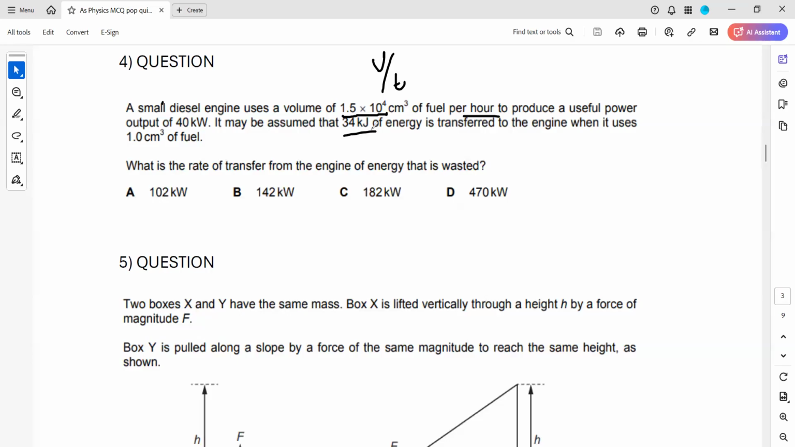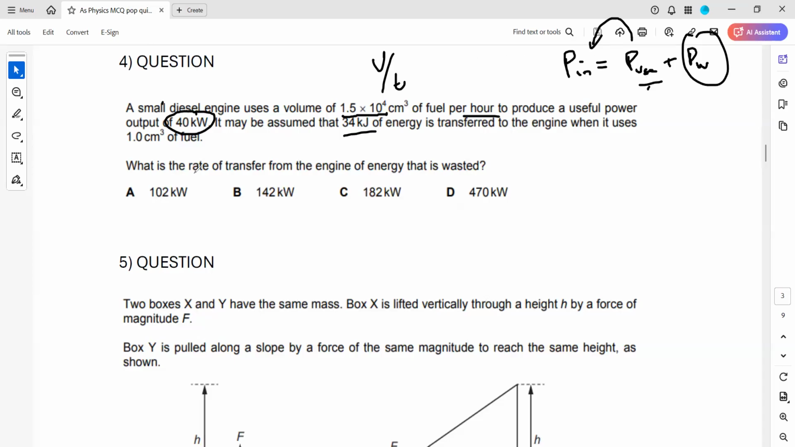So first, we have to work out the total input power, because this is a useful power. So what is the total input power? The total input power is the useful power plus the wasted power. So if I need the wasted power, I take the total input power minus the useful power, and I will know how much power is wasted.